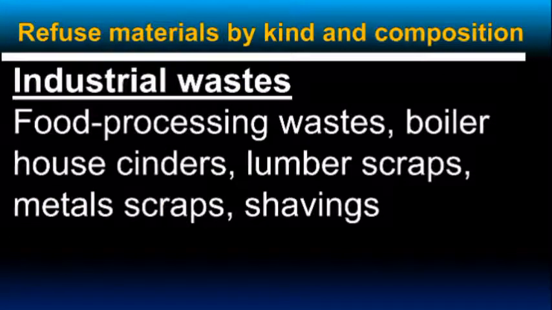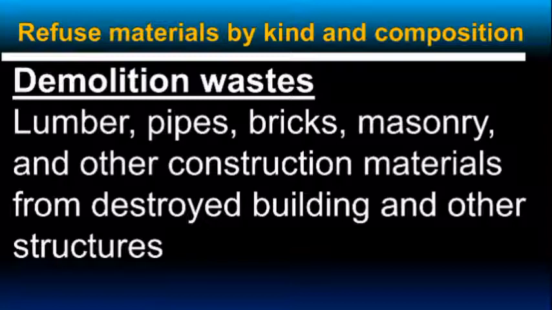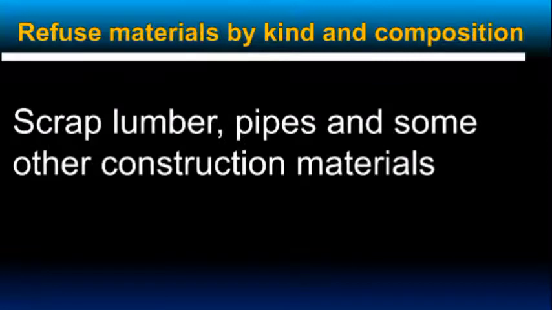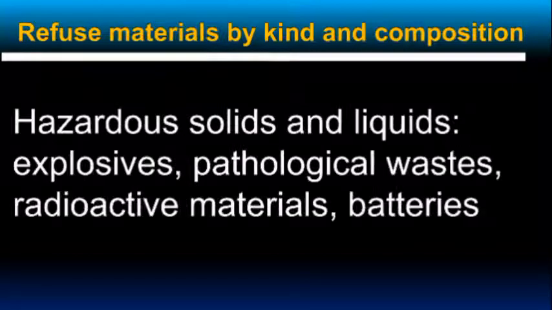Next example we have here is industrial wastes. These are food processing wastes, boiler, house cinders, lumber scraps, metal scraps, or the shavings. Demolition wastes. We have here lumber, pipes, bricks, masonry, and other construction materials from destroyed buildings and other structures of a building. Another example that we have here is construction waste. Scrap lumber, pipes, and some other construction materials.